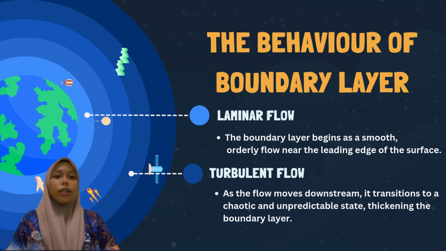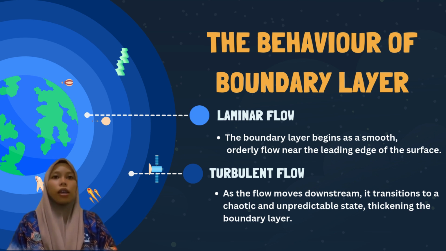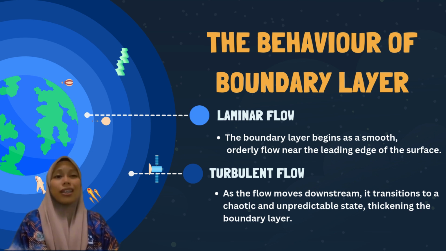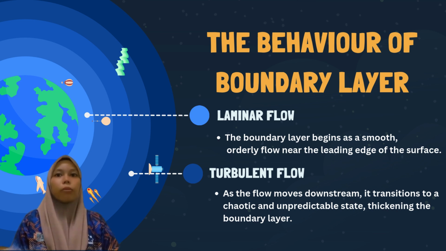The behavior of the layer. First, laminar flow. The boundary layer begins as a smooth, orderly flow near the leading edge of the surface. Second, turbulent flow. As the flow moves downstream, it transitions to a chaotic and unpredictable state, thickening the boundary layer.